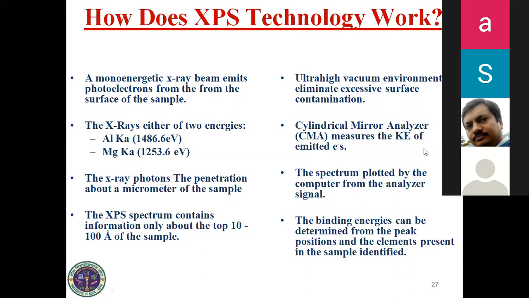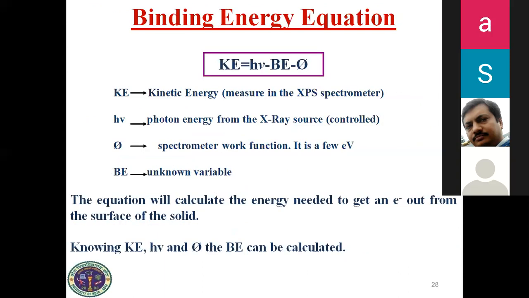The CMA measures the kinetic energy of emitted electrons. The spectrum is plotted by the computer from the analyzer signal. The binding energy can be determined from the peak positions, and the elements present in the sample can be identified. So this is the binding energy equation, where the kinetic energy of the electron can be derived from the incident photon energy by subtracting the binding energy and the spectrometer work function from the X-ray photon energy. We can have the kinetic energy of the emitted photoelectron.